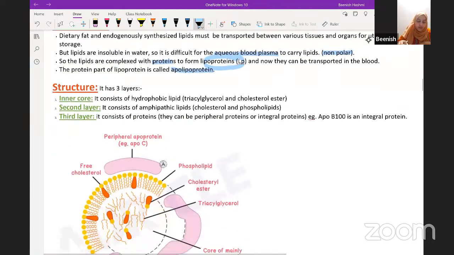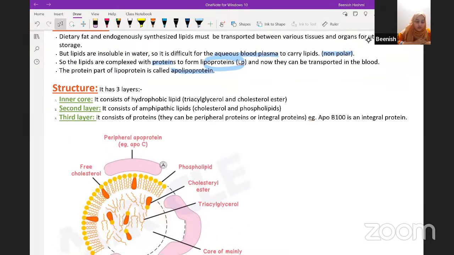Now let's talk about the structure of lipoprotein. This lipoprotein structure consists of 3 layers. What are those 3 layers? The inner core, the second layer, and the third layer. Now it is something like this. This is your inner core. It is followed by a second layer and then a third layer. Okay, so in the inner core, what do you have?